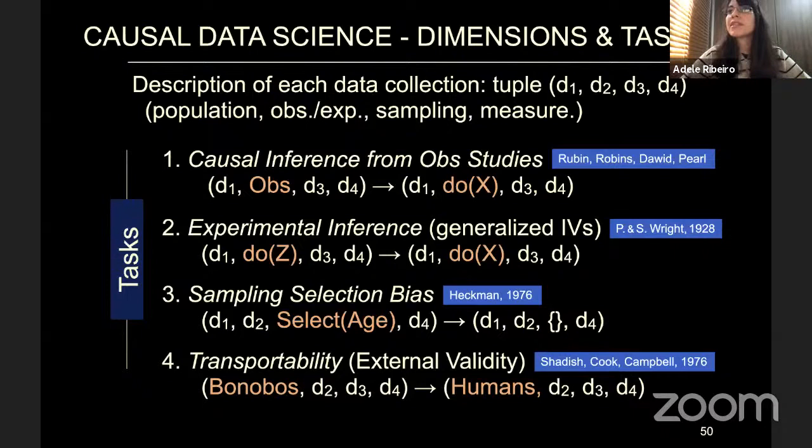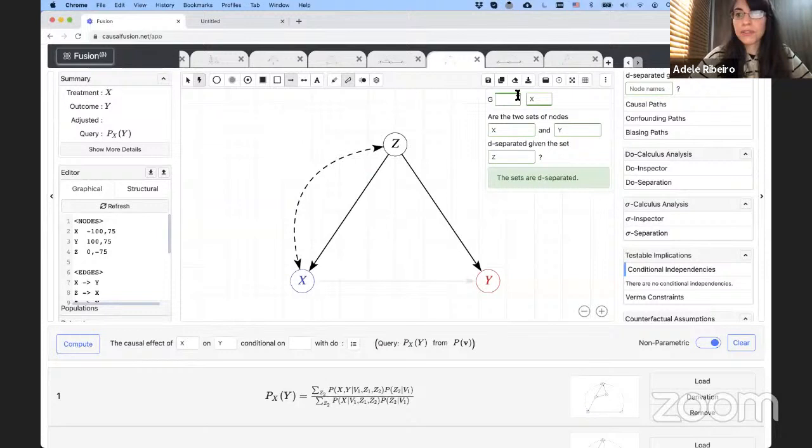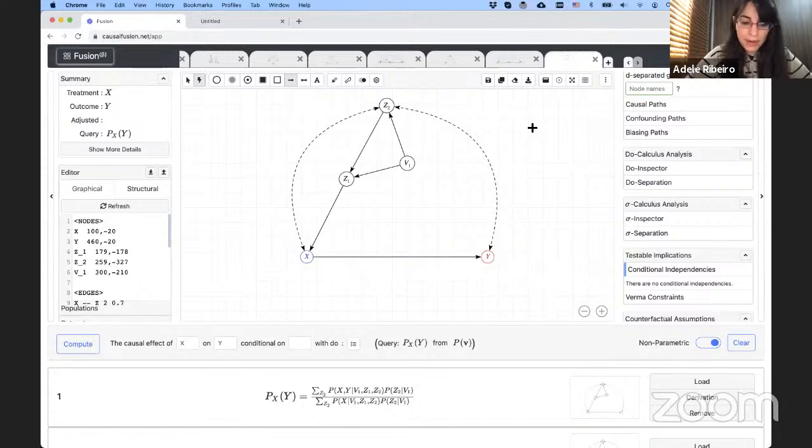Definitely, yes. This is about experimental design. So sometimes, let's go back here to fusion. I was trying to show exactly this one here. We have a paper about experimental design. I don't remember the name, but check there in the Causal AI .net. That is about that. The title is about experimental design under the minimal number of experiments.